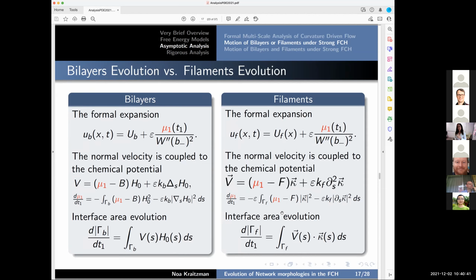Now here, the sign of V is very important. If V is negative, then this turns into a backwards heat equation in the curvatures, which means that the system will no longer be well posed. But assuming that everything is well posed and that V is positive, then we can see that mu, the chemical potential, will decay into a constant, and the constant will be different for each system.